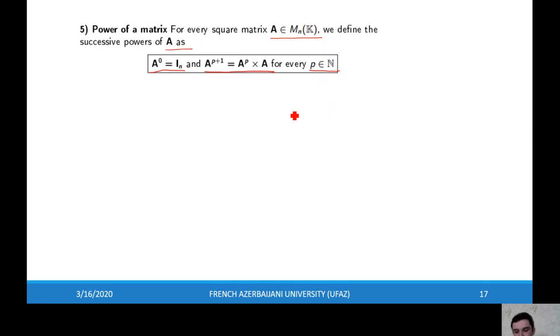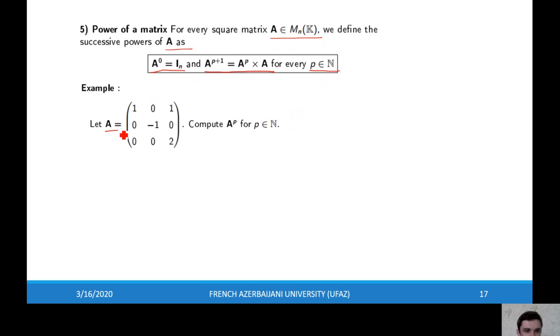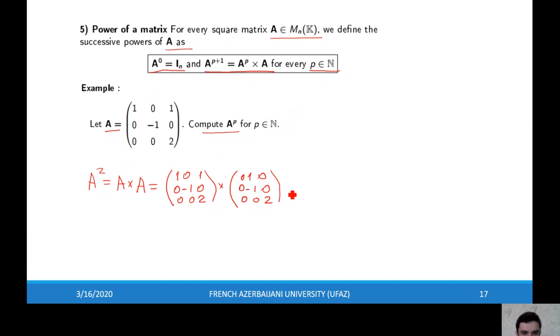Example, suppose we have the matrix A. Let's calculate A to the power of P. First, I'm going to calculate A squared. A squared is, by the definition, A times A, which will be [1, 0, 1; 0, -1, 0; 0, 0, 2] times [1, 0, 1; 0, -1, 0; 0, 0, 2], which will be [1, 0, 3; 0, 1, 0; 0, 0, 4].